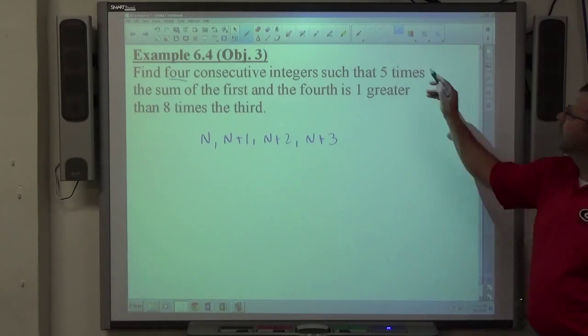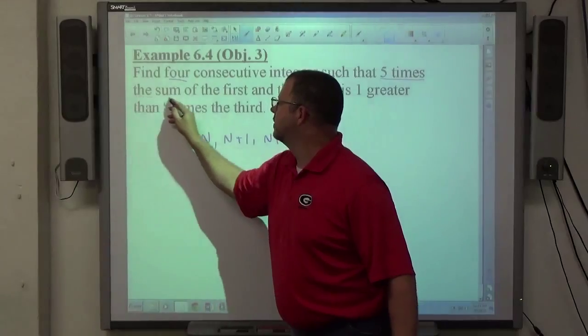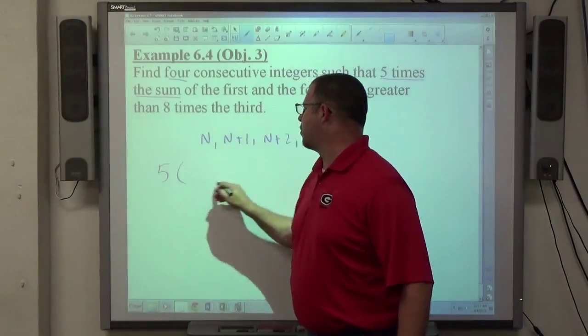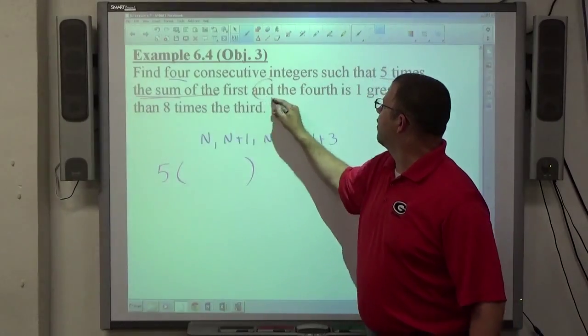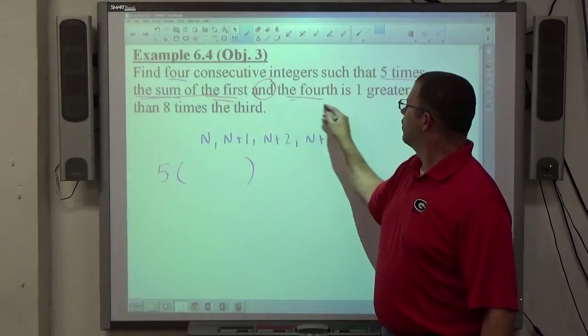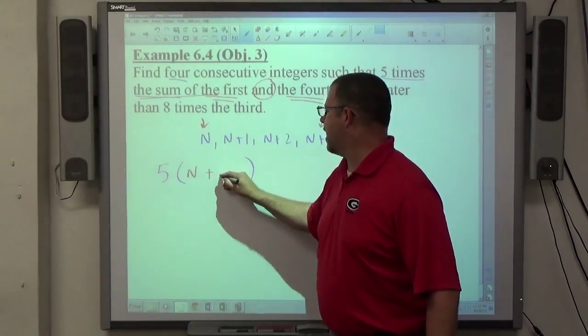All right, once again we have the words "such that," so we're ready to go. 5 times the sum again. So 5 times the sum is 5 parentheses. The sum of the first and the fourth. First and fourth, so we're adding the first to the fourth. That's n added to n plus 3.